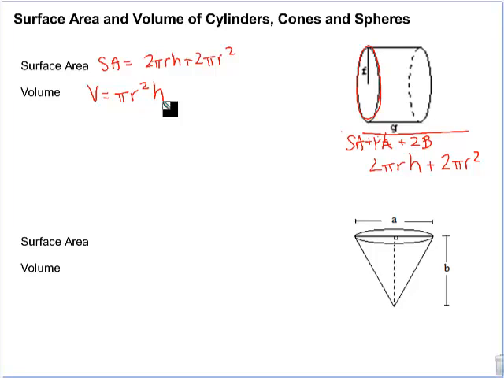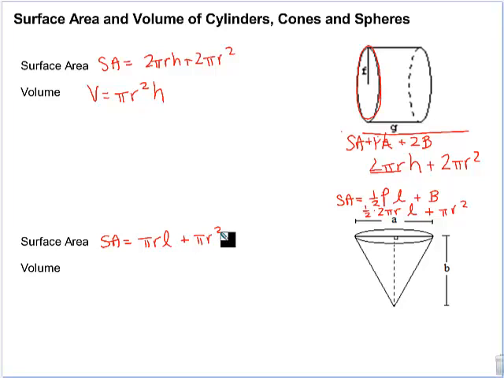A cone. A cone is a lot like a pyramid, so we want to think of these along the same terms. For a pyramid, the surface area is 1/2 perimeter times slant height plus the area of the base. Here our perimeter is 2 pi r, so 1/2 times 2 pi r times the slant height plus the area of the base, pi r squared. 1/2 times 2 is just 1, so our formula for surface area of a cone is pi r times the slant height L plus pi r squared.